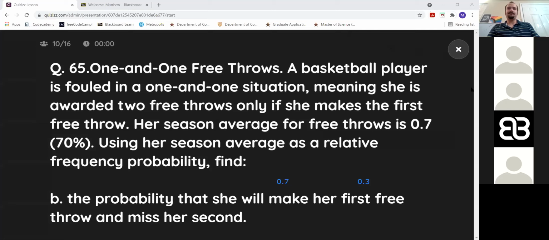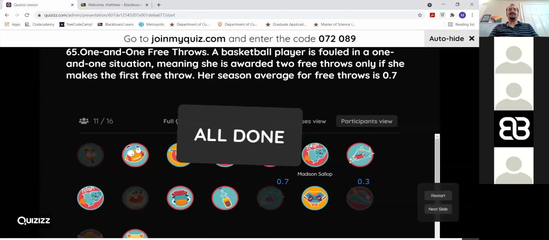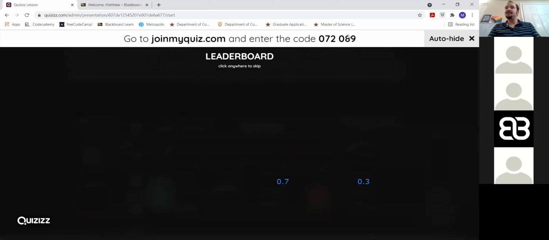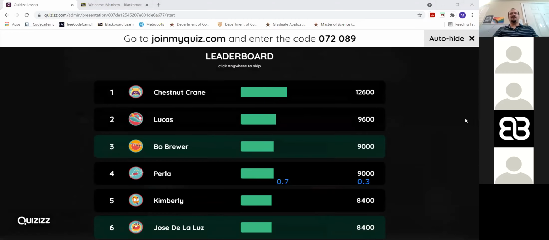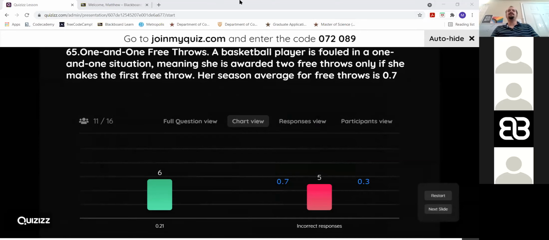Okay. So if I want both of these things to happen in conjunction, right? The operation should be multiplication. So we do 0.7 by 0.3. I believe that should be giving me 0.21.